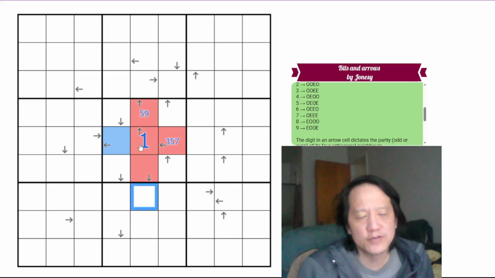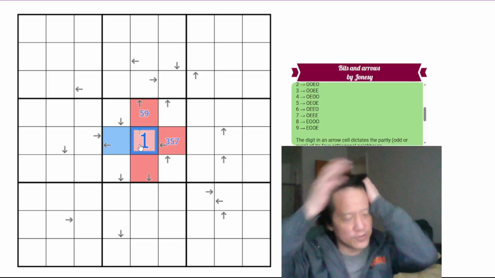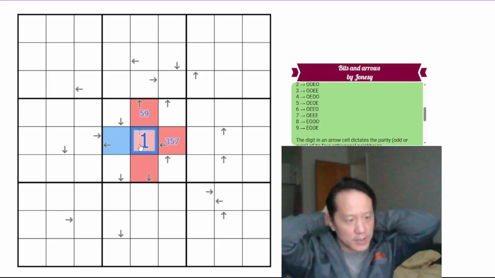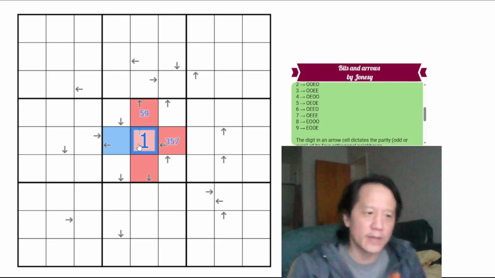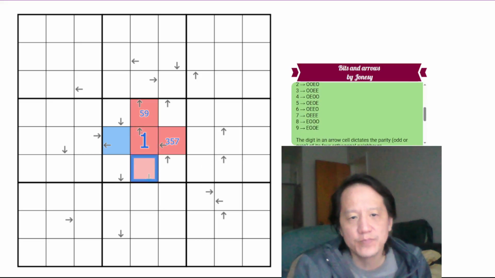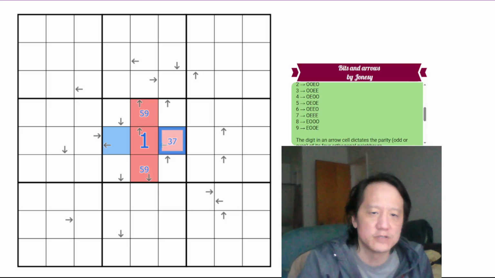Because again, the third digit, or the third bit, has to be odd. And that only applies to 1, 5, and 9. So this would have to be a 5-9 pair, which means this couldn't be 5.